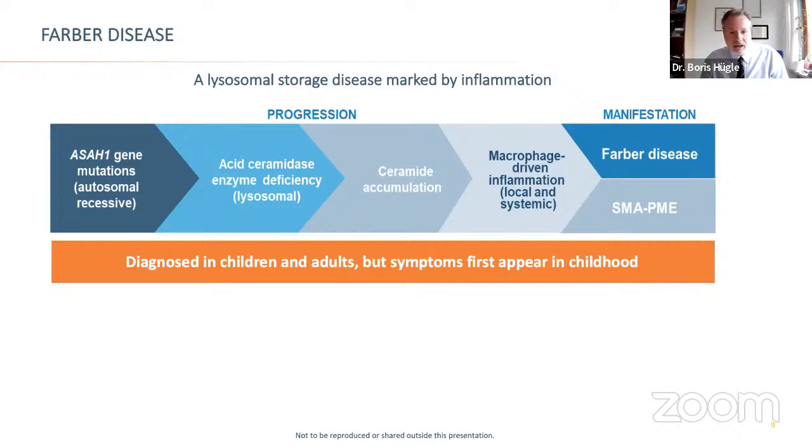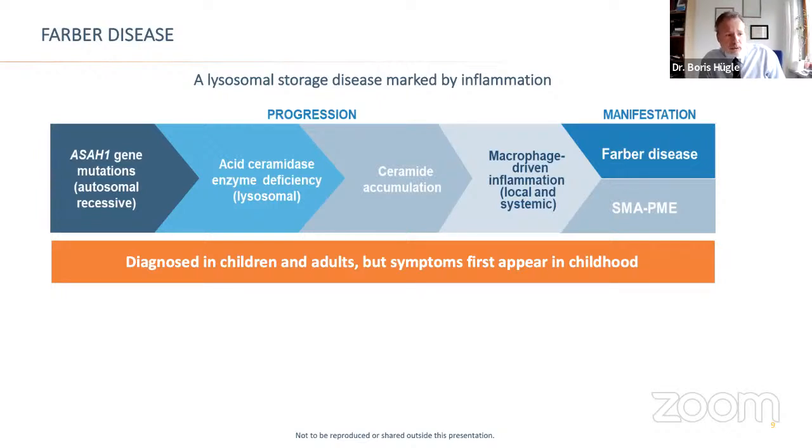Of course, they accumulate, and that leads to the macrophages coming along and saying, well, we have to clean that up. And that leads to inflammation. And there are 2 diseases that are caused by that. Most of the cases are Farber disease, which is a whole spectrum of diseases that we'll talk about here.